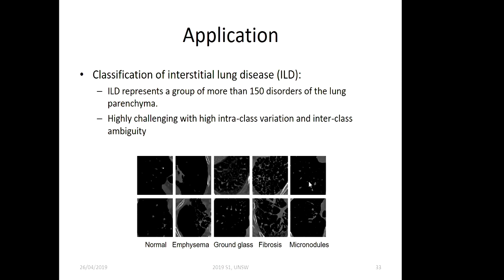And then there's also inter-class ambiguity. For example, these micronodules can look very similar to the normal cases, or emphysema or the ground glass can look similar to the micronodules as well. So that is called inter-class ambiguity. So how do we solve these problems?